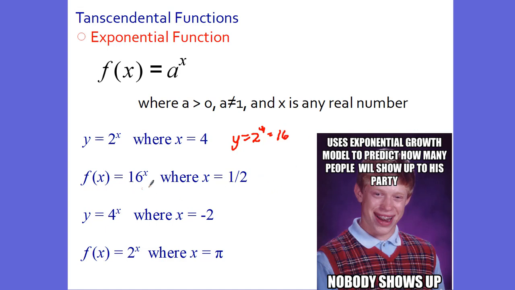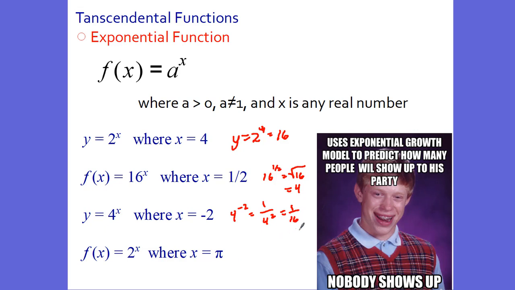We could also have y = 16^x, and let's say x is the 1/2 power, so we have 16^(1/2). The 1/2 power is the same as the square root of 16, which is equal to 4. Let's take a look at the next one. We have y = 4^x, and let's say x is equal to -2, so 4^(-2). That negative exponent just means it goes in the denominator, so that would be 1 over 4 squared, or 1/16.